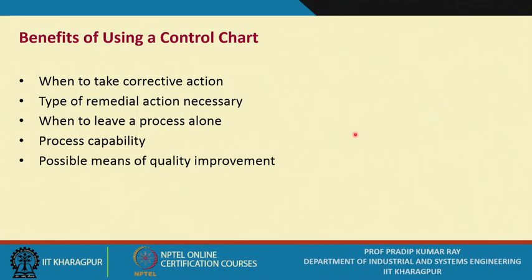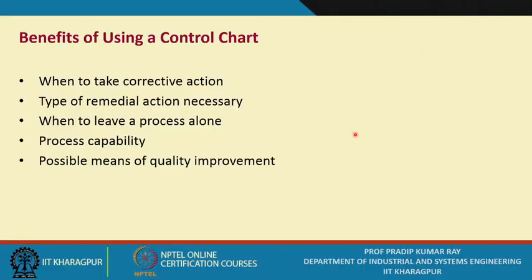Type of remedial action necessary. That means when you start using a control chart against a process, as you are continuously using this control chart, you know the behavior of the process, the ins and outs of the process, you have a thorough knowledge, and so what kind of remedial action you need to take to bring the process back to the in control state, that you will come to know.